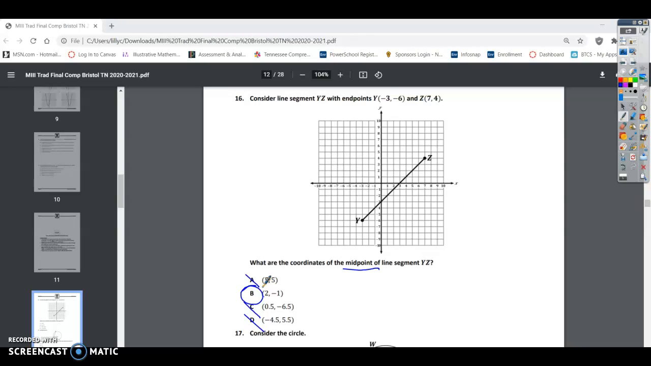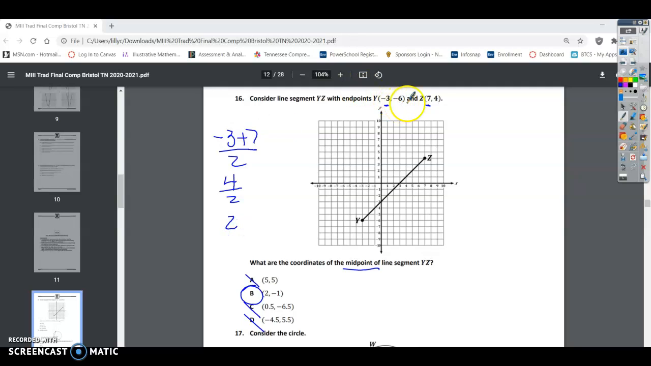But if you remember the midpoint formula, all you have to do is take your x's. So let's take my x's, -3 plus 7, and divide that by 2. So it's just like finding the average. So take the x's first, -3 plus 7, so that's going to be 4 over 2. 4 divided by 2 is 2.